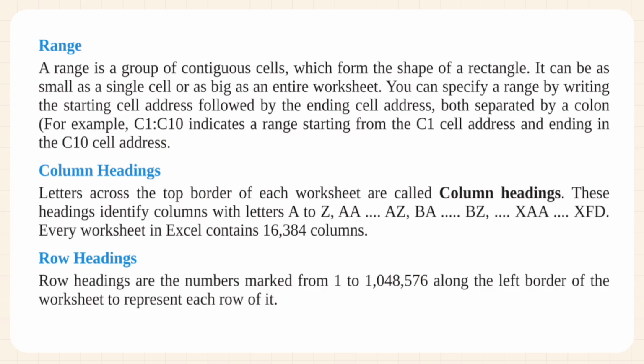Column headings. Letters across the top border of each worksheet are called column headings. These headings identify columns with letters A to Z, AA to AZ, BA to BZ, and so on up to XFD. Every worksheet in Excel contains 16,384 columns. Row headings. Row headings are the numbers marked from 1 to 1,048,576 along the left border of the worksheet to represent each row of it.